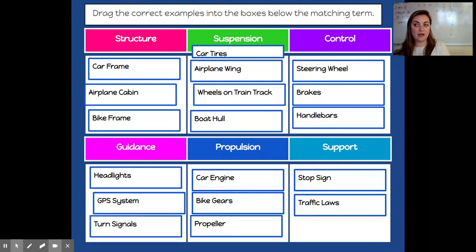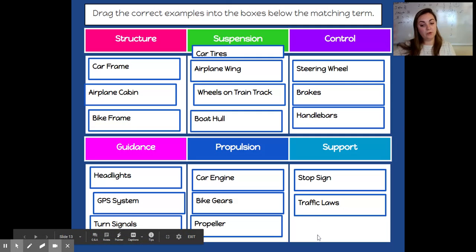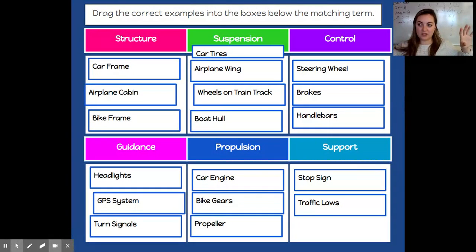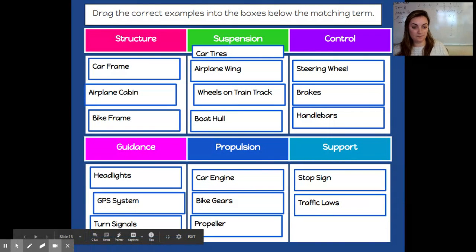Control is what's going to either be speeding something up, slowing something down, having something turn, changing direction. That would be the steering wheel, the brakes, and the handlebars on like a bike. Guidance is anything to help keep it on course. And so that would be like headlights, a GPS system, turn signals. Propulsion is what's actually going to push or use force to move the vehicle forward or backward. And so that would be like a car engine, bike gears, or a propeller. And then support is anything that's not connected to the actual device itself, but it helps to aid the device from getting from one place to another. And so that would be like a stop sign or traffic laws.